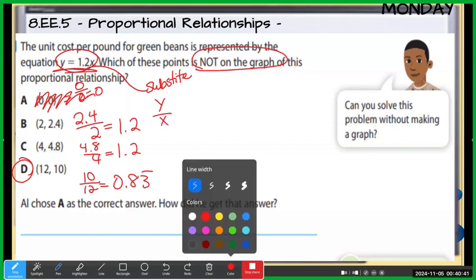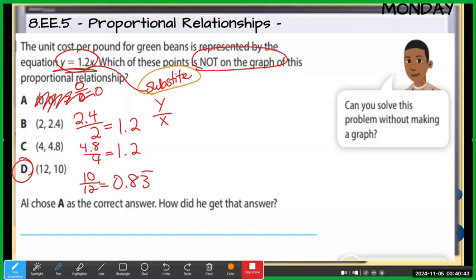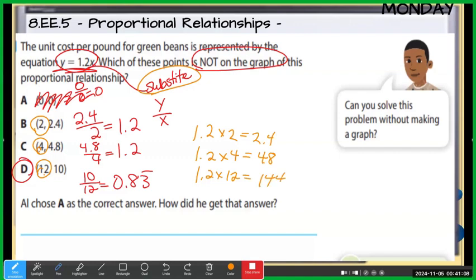Another approach would be to substitute for your variable, because they gave us our equation. So substitute your x variables into that equation. That'll be 1.2 times 2, which will give me my 2.4. I would then check 1.2 times 4, and I know 12 times 4 is 48, so 4.8. Then I would check 12. 1.2 times 12, I know 12 times 12 is 144, so 14.4. Wrong. That was your approach?